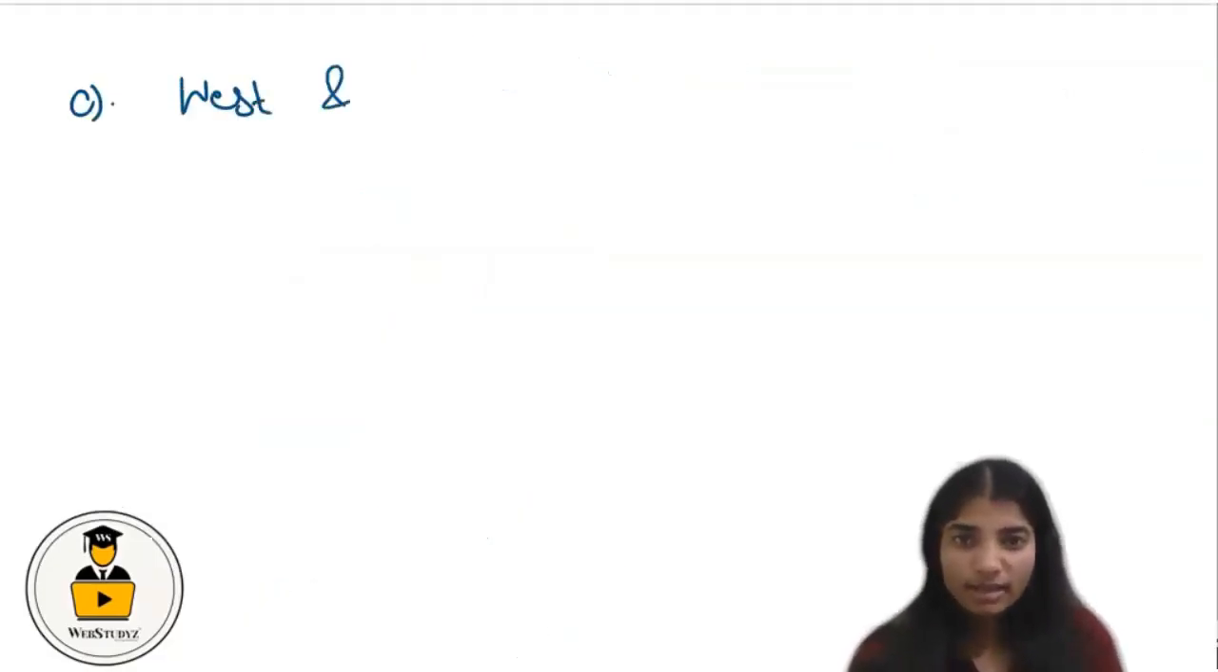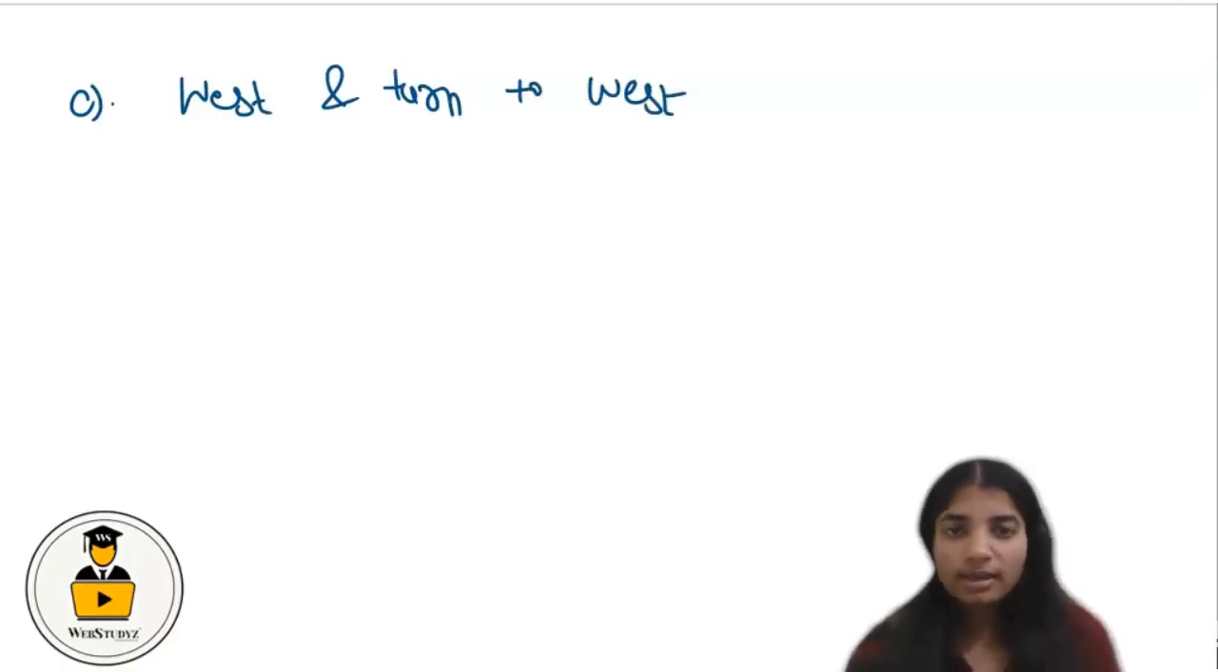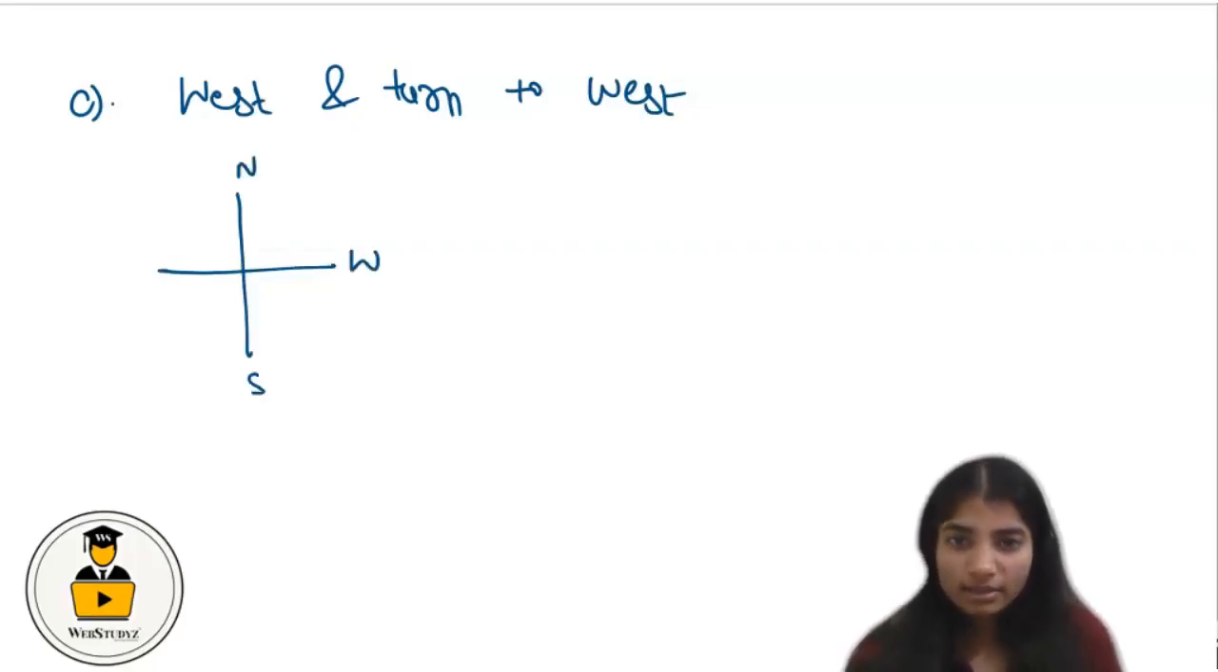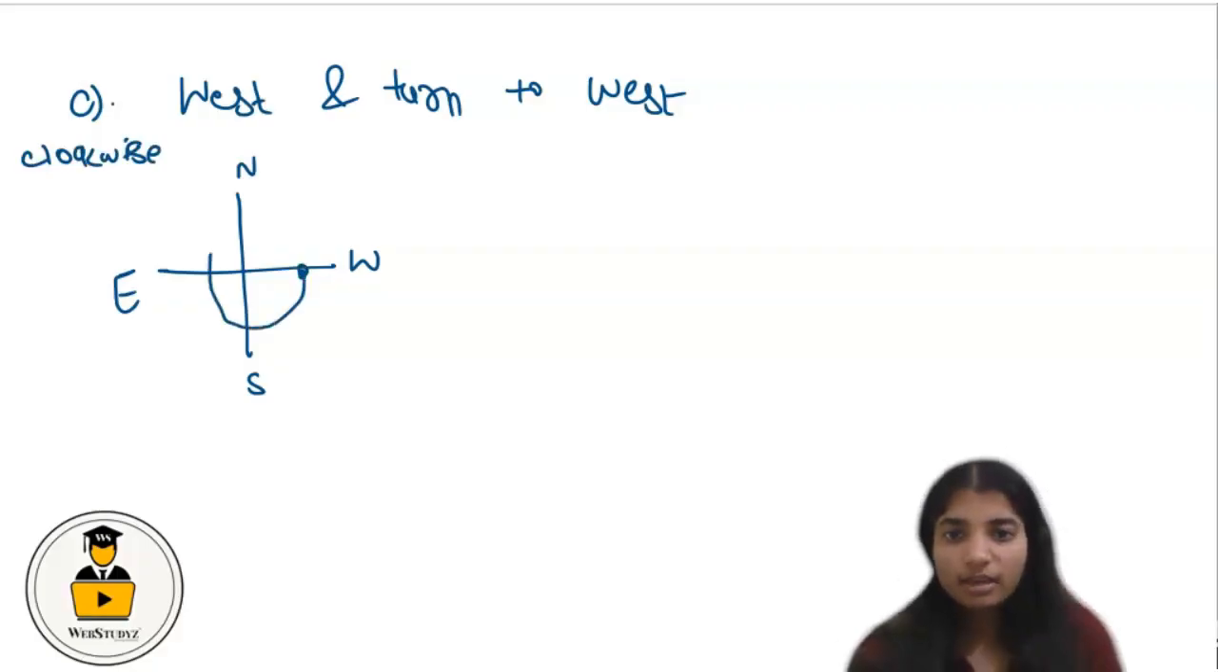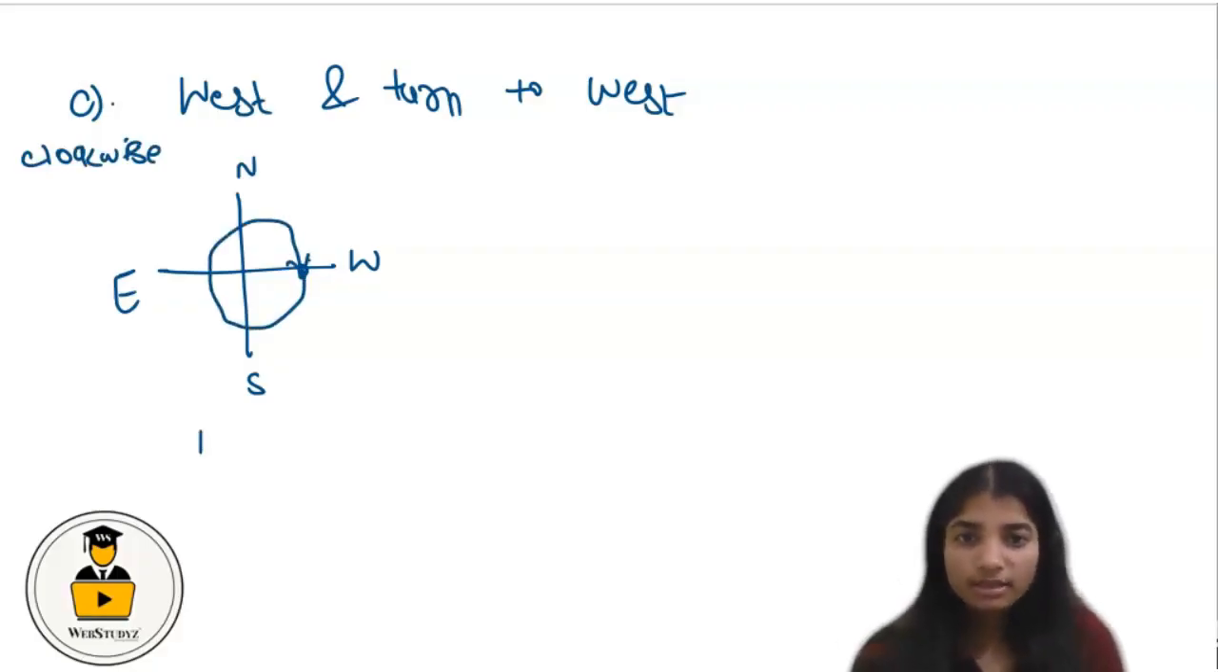In part C, we are given that it is at west and turns to west. Here in this part we are not specified through which direction it will move. This is north, west, south and east. So let's start first with clockwise. When we start clockwise, it is at west and will turn to west. From west to west, it will cover 1 revolution, and we know that 1 revolution is equal to 4 right angles.